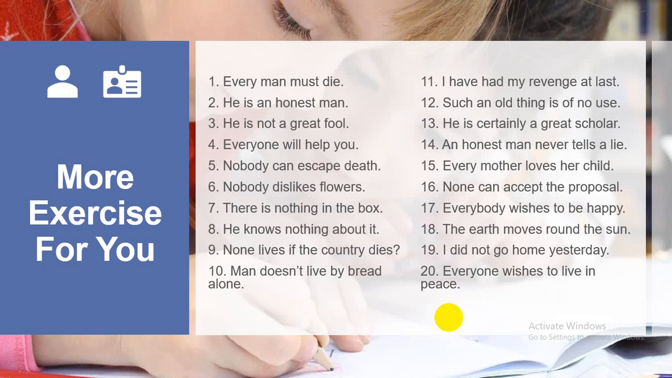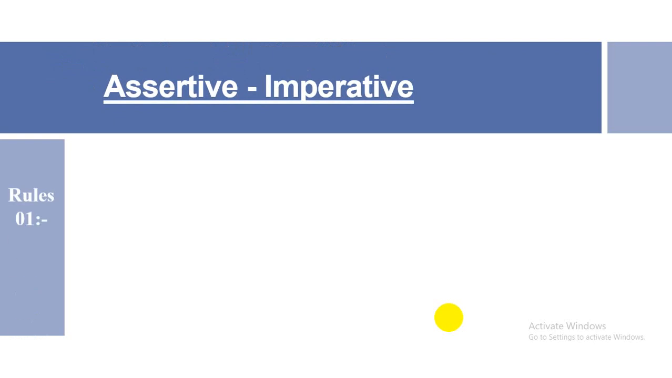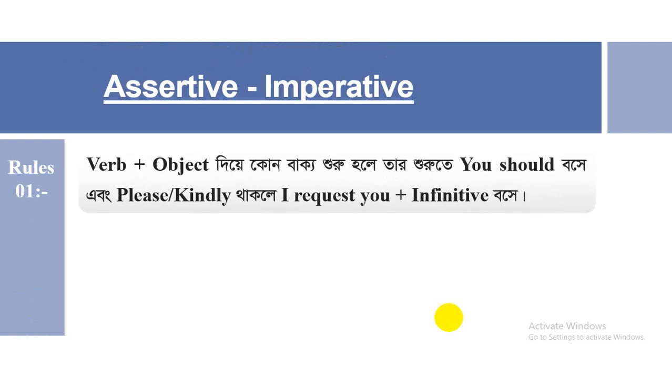So let's come to another sentence, that means affirmative to imperative. That's also very easy. Here go some rules. Only 2 rules are there. The first rule: if a sentence starts with verb plus object, you should be placed at the beginning, and if there is please or kindly, then I request you plus infinitive is placed instead.